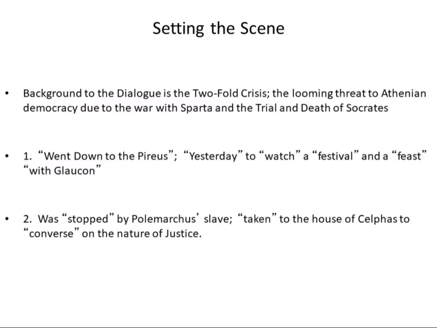Now I'm going to be setting the scene a little bit. I spoke of the first couple of pages in my last video, but now we're going to really unpack the historical context and some of the content of the text in the first couple of lines in the Republic. So the background to the dialogue historically is the so-called twofold crisis, the looming threat to Athenian democracy due to the war with Sparta, as well as the trial and death of Socrates.